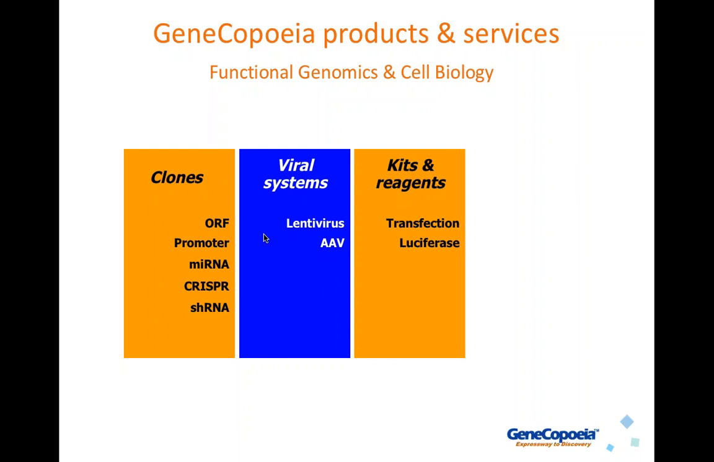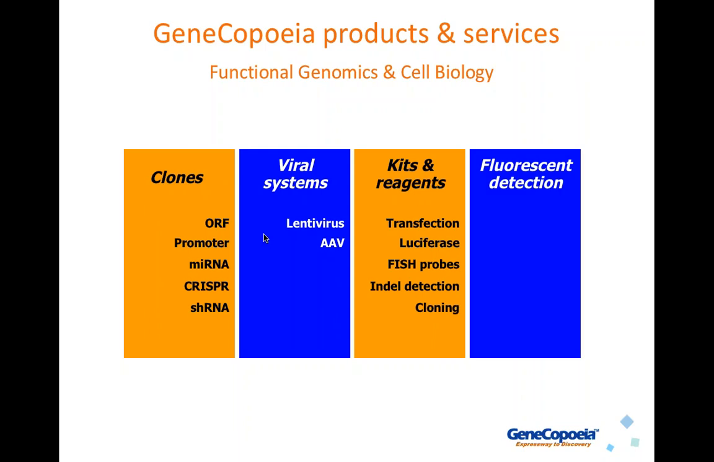We have luciferase kits for both analyzing gene expression or other applications involving a promoter. These are primarily based on either the Firefly/Renilla system or the secreted Gaussia luciferase system. We have a number of FISH probes for fluorescent in situ hybridization. We have indel detection kits. You'll hear about that today. Those are primarily oriented toward genome editing. And we have cloning kits.